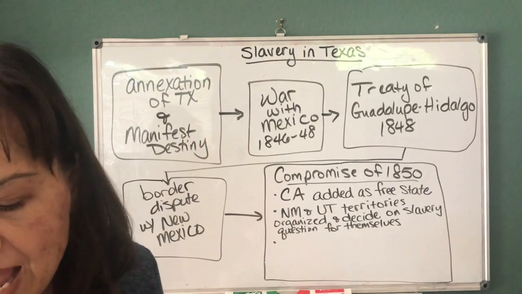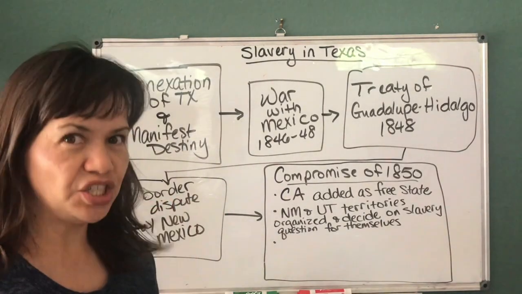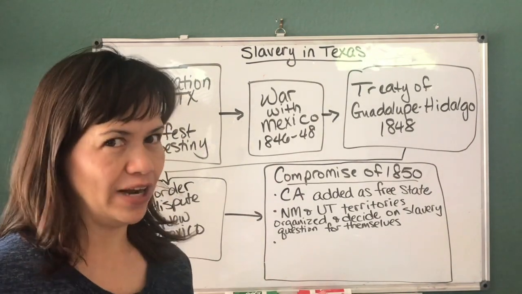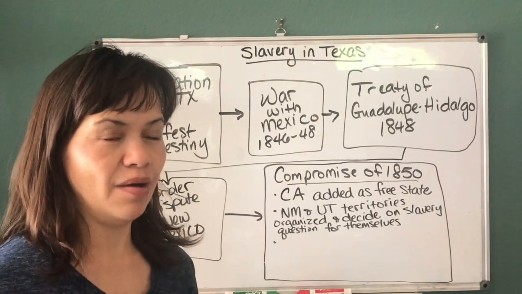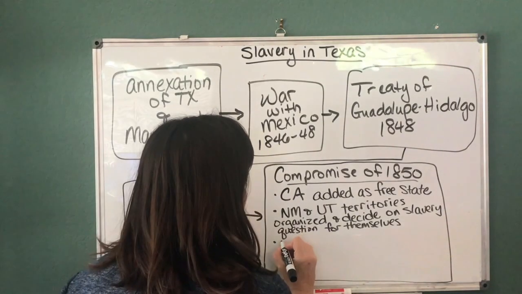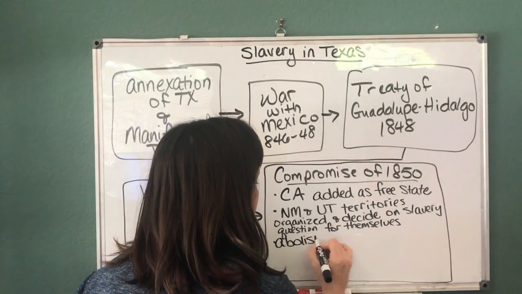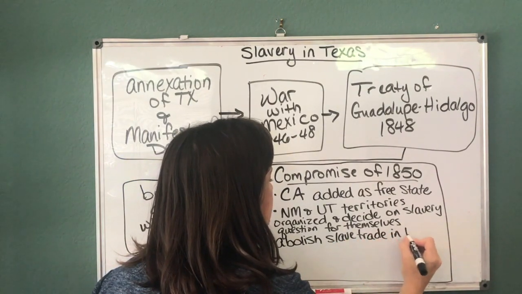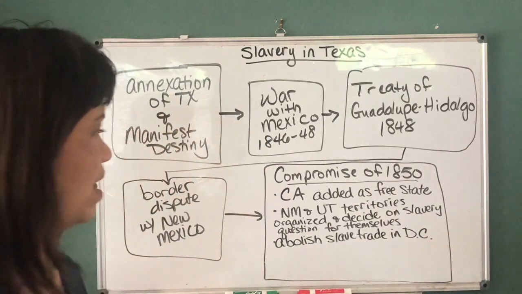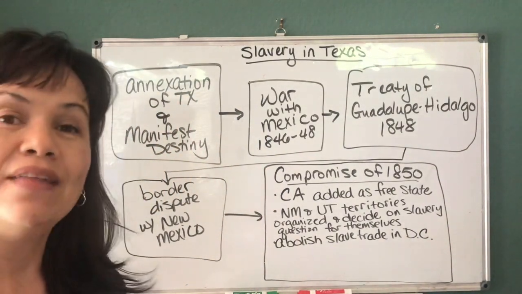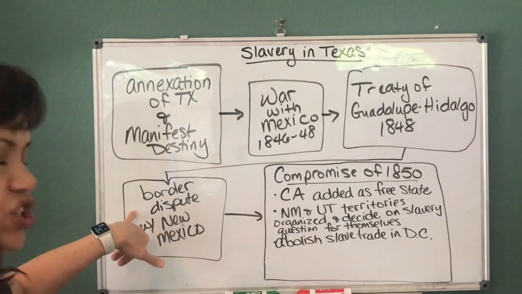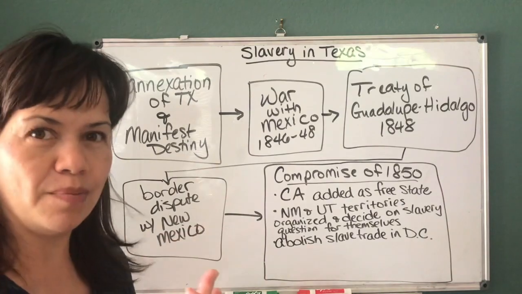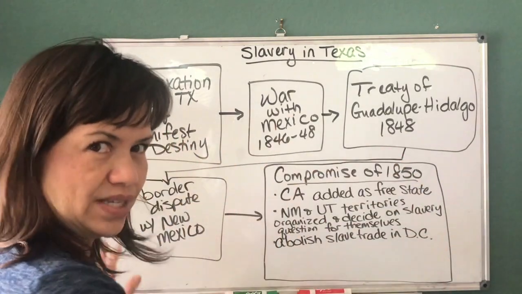And then they also decided to abolish the slave trade in Washington, D.C. They didn't abolish or ban slavery itself from Washington, D.C., but they did abolish the slave trade. And then back to this question of the border dispute between Texas and New Mexico, they said that Texas had to give up that western land to the New Mexico territory.